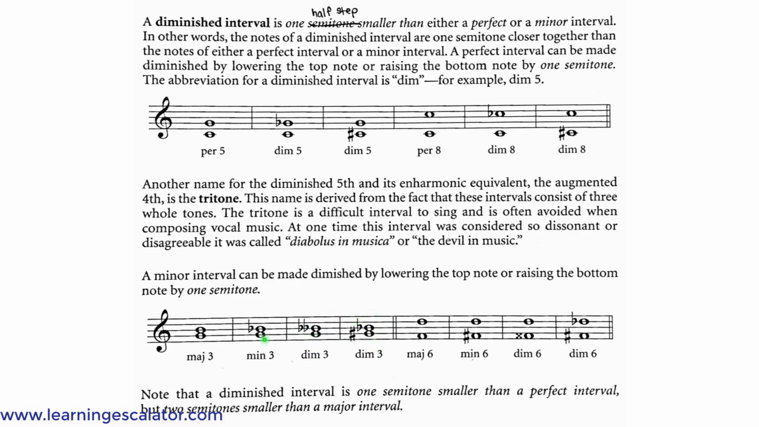Or you could raise the bottom note from minor third to diminished third. So instead of lowering the top note like here, you could raise the G, so it's G sharp to B flat. And so F to D is a major sixth. Minor sixth, you could raise the bottom note. And then diminished sixth, you can raise the bottom note again. So F double sharp to D, or you could lower the top note over here, so it would be F sharp to D flat.